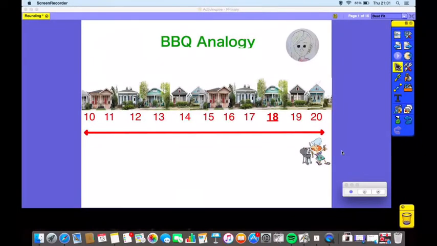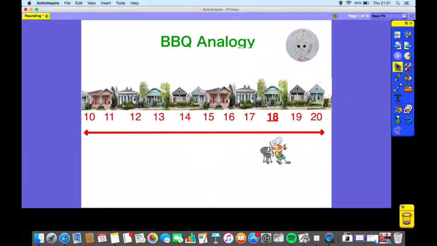Okay, so let's look at the analogy of a barbecue. This is just a helpful thing to get children to think about it logically. If you lived at house number 18 and you were invited to a barbecue by the people at house number 10 or by the people at house number 20, you're probably going to go for the closest. To walk all the way down to house number 10, that's 8 houses away. It would take much longer than just going the 2 houses up to house number 20. It makes much more sense.